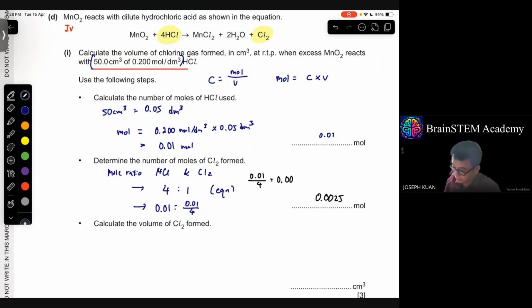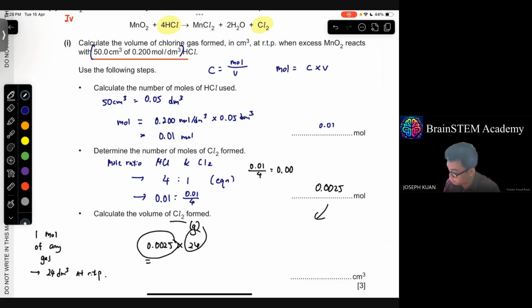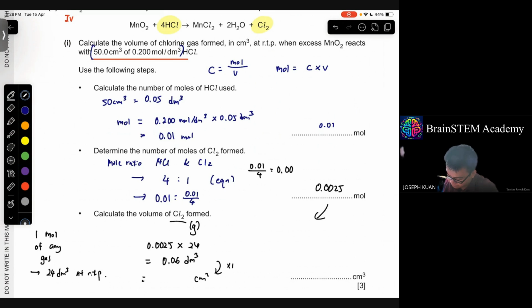Okay, moving on. Next question, calculate the volume of chlorine gas formed. Using this value, and given that it's a gas, it has a special property, which is that 1 mole of any gaseous substance will occupy 24 cubic decimeters at room temperature and pressure. So given that we have 0.0025 mole, it will simply occupy a fraction of 24. Hence, multiplying by 24, we get 0.06 cubic decimeter. Similarly, we have to convert to cubic centimeters, which is by multiplying by 1,000. And that gives us 60 cubic centimeters.